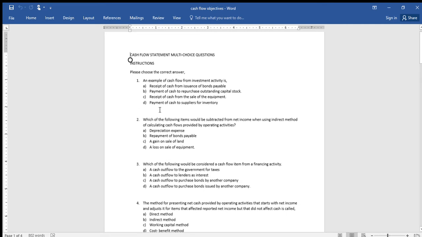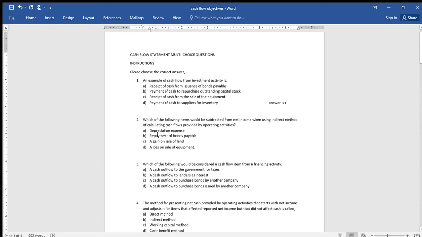Then D, payment of cash to suppliers for inventory, that is an operating activity. Operating activity mainly deals with what? I'll tell you later. So here the answer is C. The answer is C.